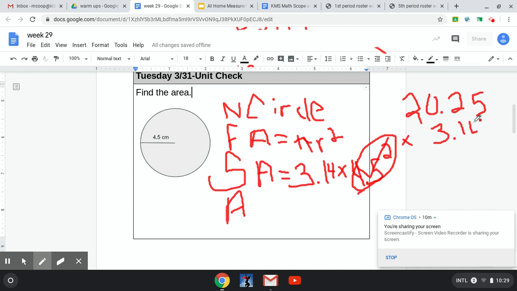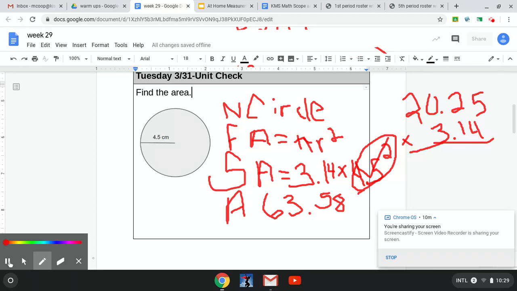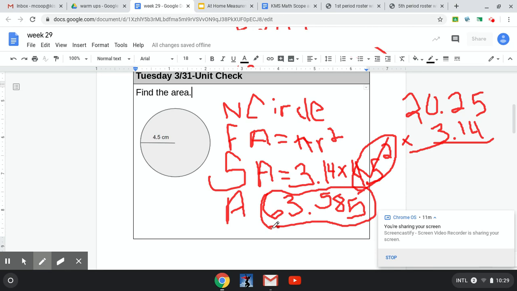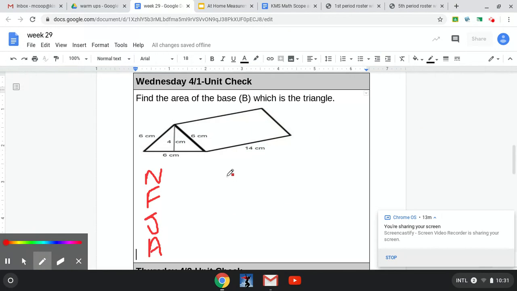So if you're checking your work, hopefully you did all of those steps. And your final answer should be 63.585. If you round it, that's perfectly fine, but this is all the way worked out. So again, if you have any questions, feel free to ask. Just want to make sure you have an opportunity to get feedback on your work. Okay, let's look at Wednesday's.